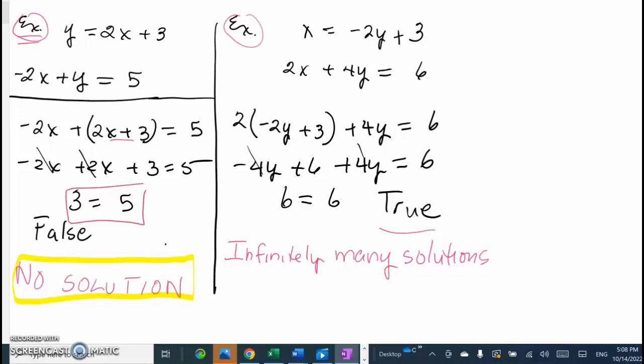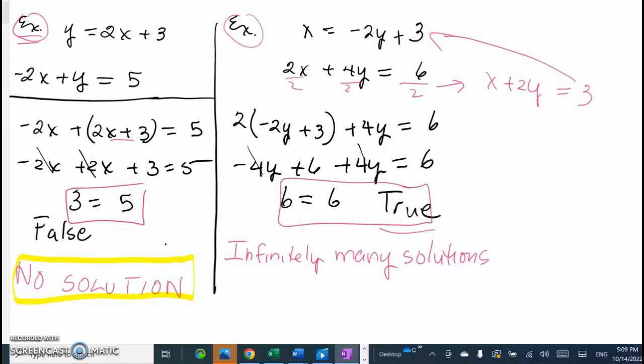In fact, if you go back to the original here and you divide by 2, you're going to wind up with x plus 2y equals 3. It's the same exact equation. Therefore, when you graph them, they're exactly on top of each other. When you get a true statement as such here, and the x's or the y's drop out, we say that the answer is infinitely many solutions.